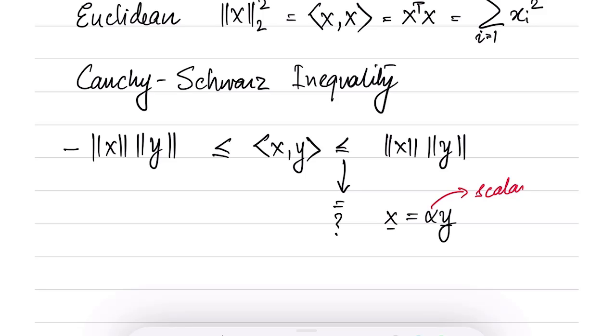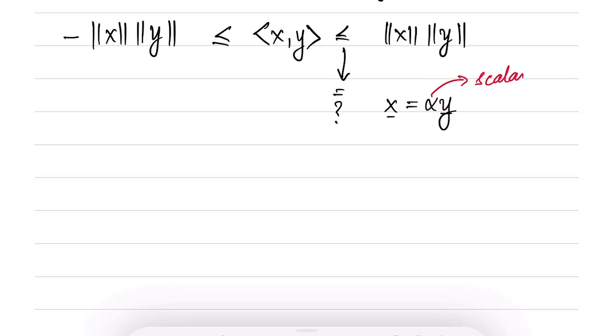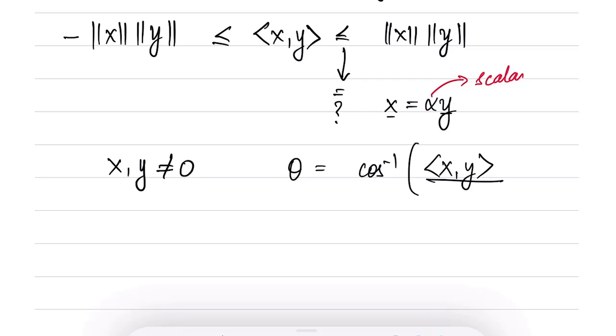So the Cauchy-Schwarz inequality and the definition of the norm and the inner product give us an idea of defining the angle between two vectors. Specifically, if x and y are both non-zero, so the angle between x and y can only be found if they are non-zero, otherwise the definition would not make sense, then the angle theta between x and y is given by cosine inverse of the inner product of x and y divided by norm of x times norm of y, right?